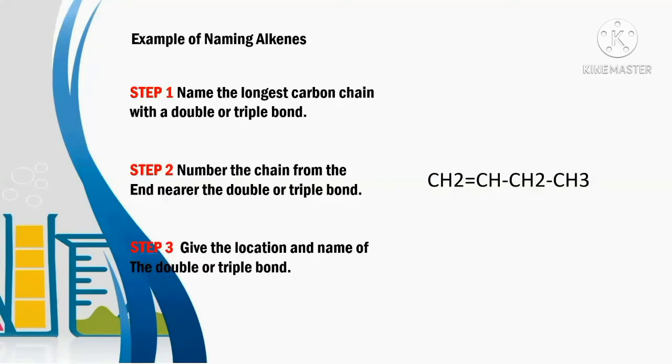Example of naming alkenes. Gamitin natin ang mga step kapag mag-name tayo ng alkene. Step 1. Name the longest carbon chain with a double or triple bond. Itong compound na to ay mayroong 4 na carbon atom na may carbon-to-carbon double bond. Therefore, the name of this compound is butene. Step 2. Number the chain from the end near the double or triple bond. Step 3. Give the location and the name of the double or triple bond. The double bond starts at number 1, and so we call it but-1-ene.